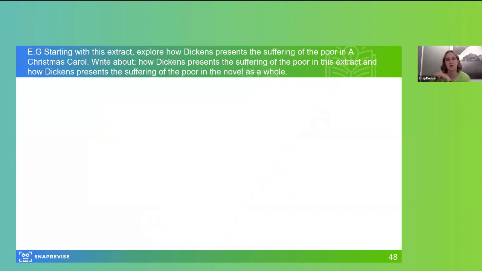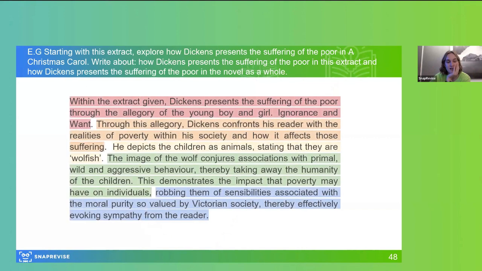So going back to our Dickens question about the suffering of the poor, this is a little paragraph I wrote quite quickly. So I have my topic sentence: within the given extract, Dickens presents the suffering of the poor through the allegory of the young boy and girl, ignorance and want. That is my topic sentence. I say that I'm going to be talking about the allegory. I then expand upon it. I elaborate on it by saying, through this allegory, Dickens confronts his reader with the realities of poverty within his society and how it affects those suffering.